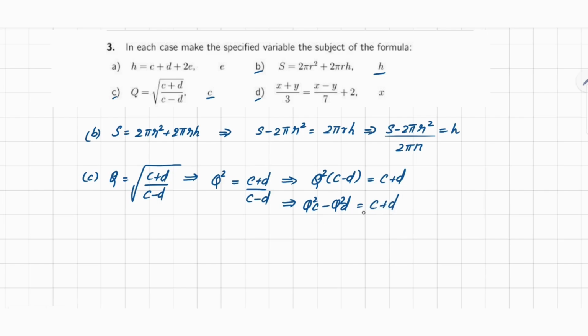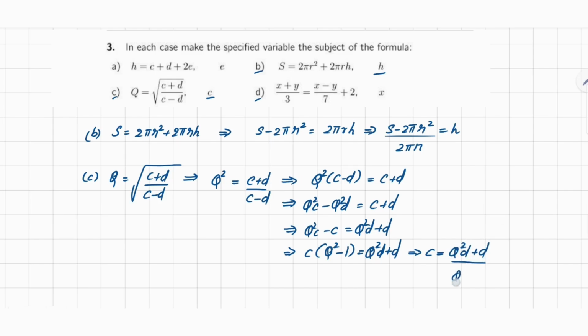I'm going to bring the like terms to either side. So I'm going to bring c to the left hand side. I have q squared c minus c equals minus q squared d. When I bring it to the other side, I have q squared d plus d. I have to make c as a subject. So I'll take c out as a common factor. I get c times q squared minus 1 equals q squared d plus d. I can divide the entire equation by q squared minus 1. It gives me c equals q squared times d plus d divided by q squared minus 1, which is our final answer.